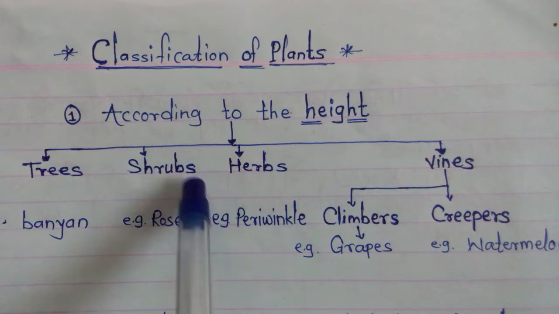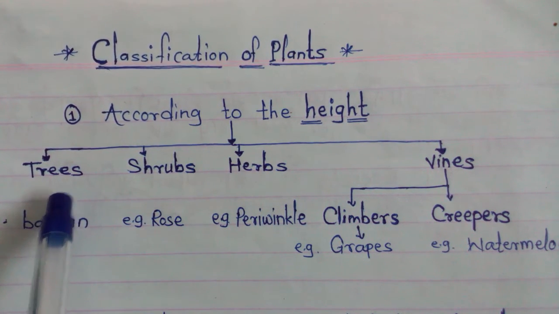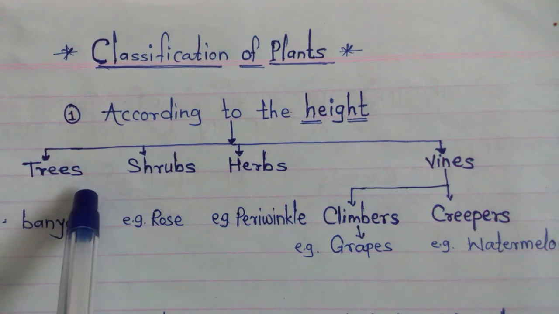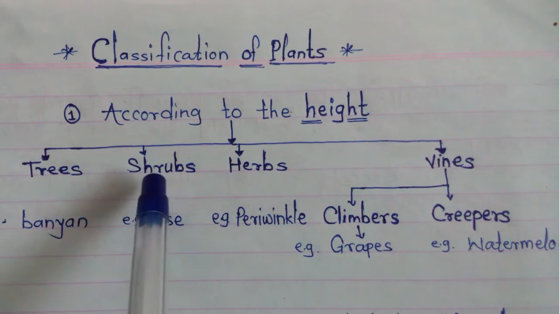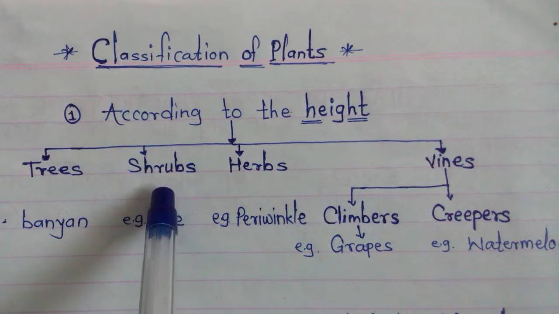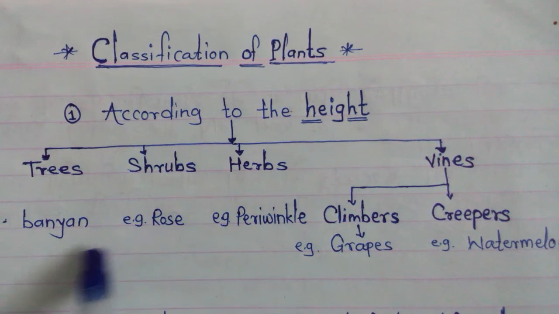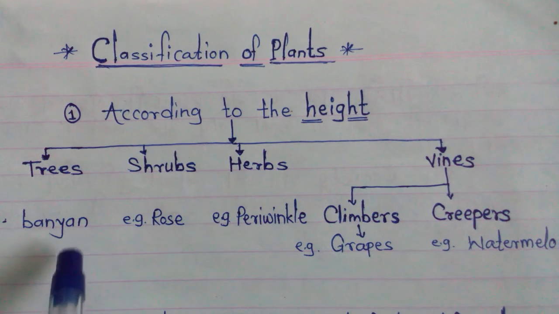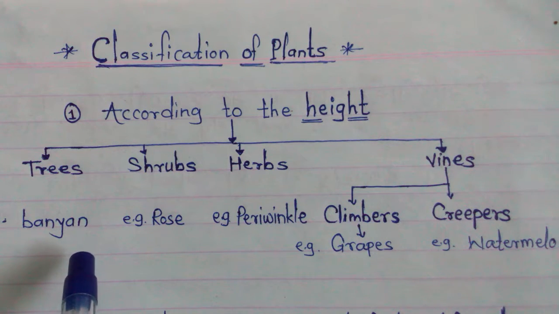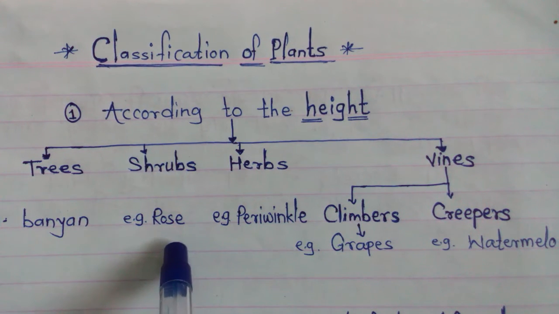Then shrubs. The height of a shrub is shorter than trees. Their stem is also strong. The example is the rose. All of you know, you have to differentiate the mango tree and the rose plant. The mango tree is the higher one, correct? The height of the mango tree is more than the rose.